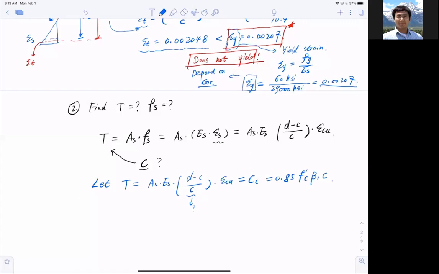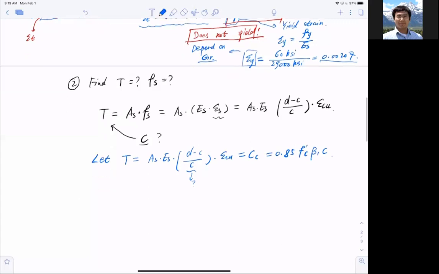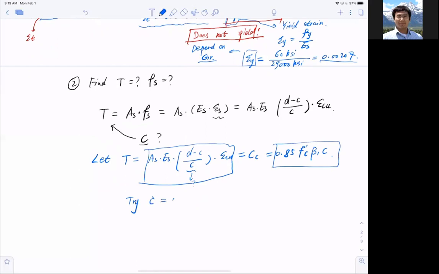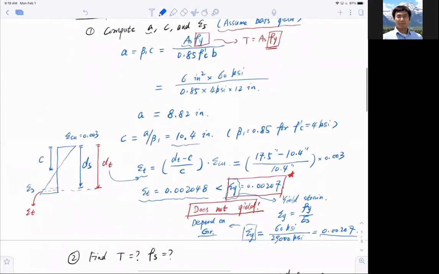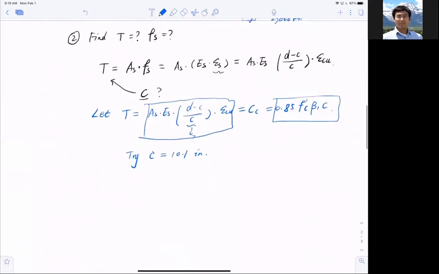Now I set these two sides equal to each other, and I try different values of c. Let me try c equal to 10.1 inches. In reality, you could try 10.4 like you just computed before, but I already know the answer, so I'm just going to try 10.1. In reality, you have to do iterations.